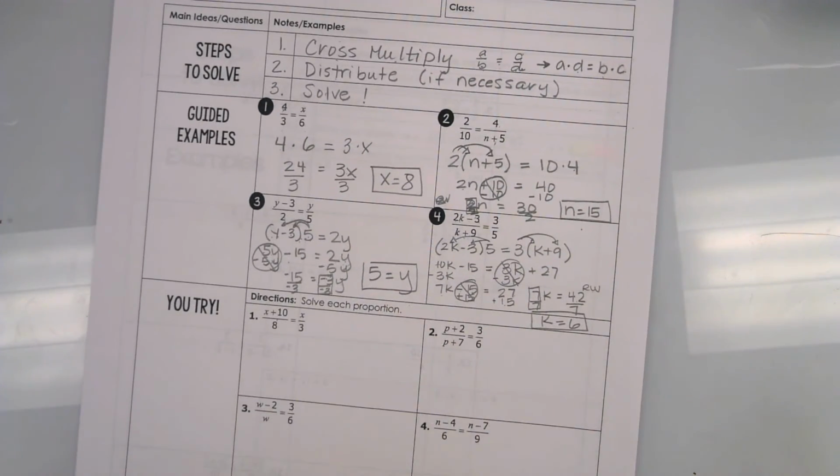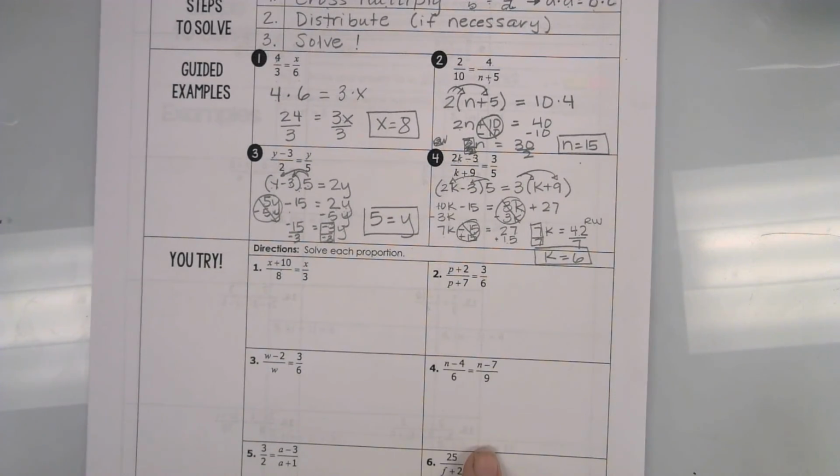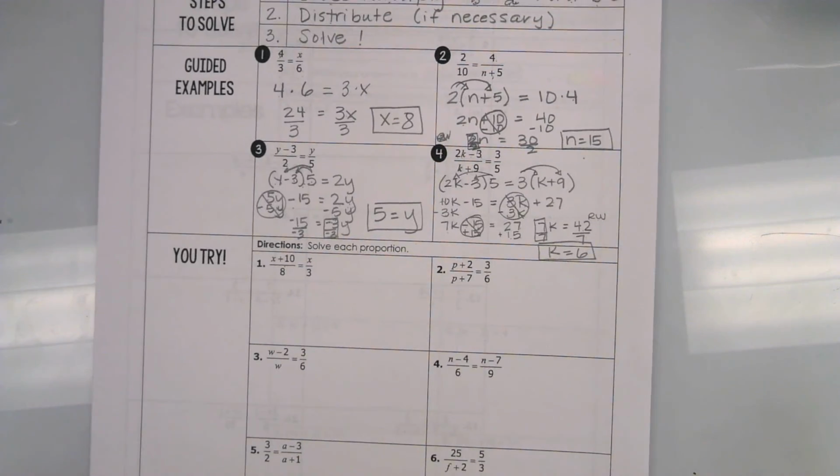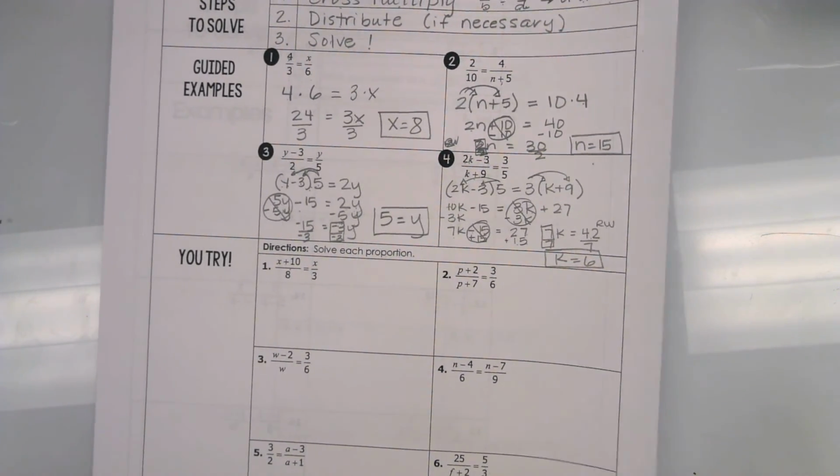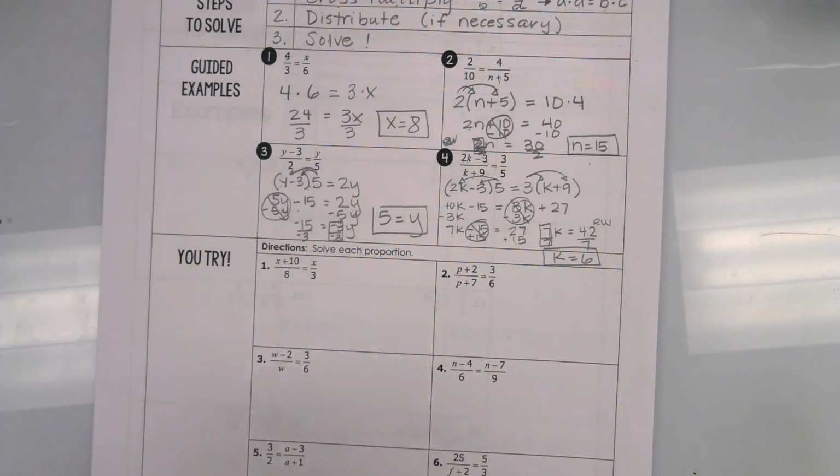Okay, so you are going to try 5 on your own. And then you are going to either go into Delta Math and do the assignment there, or you are going to complete this worksheet. Good luck.